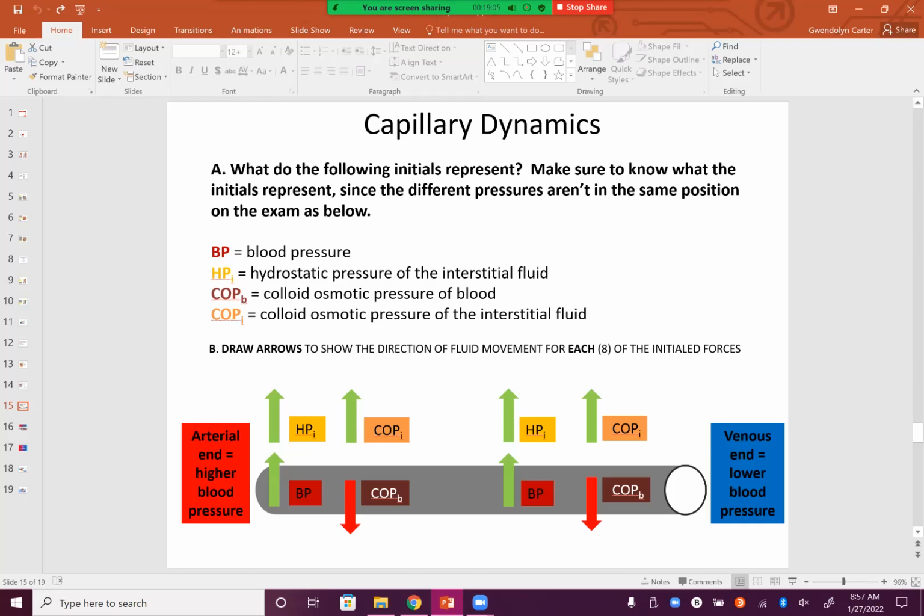Another thing to note is the very last question I asked you, which one's the arterial end, which one's the venous end, and why. So for most of these numbers, they're going to stay pretty stable, except for blood pressure. Blood pressure is going to be higher on the arterial end, lower on our venous end. So that's how you know the difference between them.